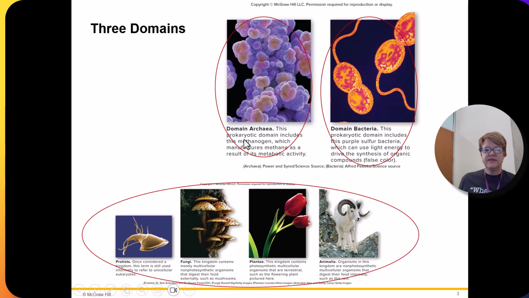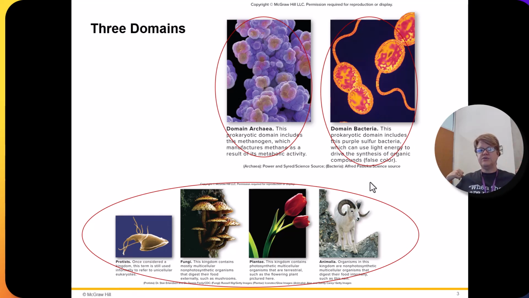That means the cells have DNA, but they don't have the DNA contained in a structure called the nucleus. So they have DNA, but no nucleus. The bacteria are also prokaryotes. And you're not going to have to recognize a photo, so don't worry about that. But the domain bacteria are prokaryotes and also unicellular. But the bacteria and the archaea are very different.